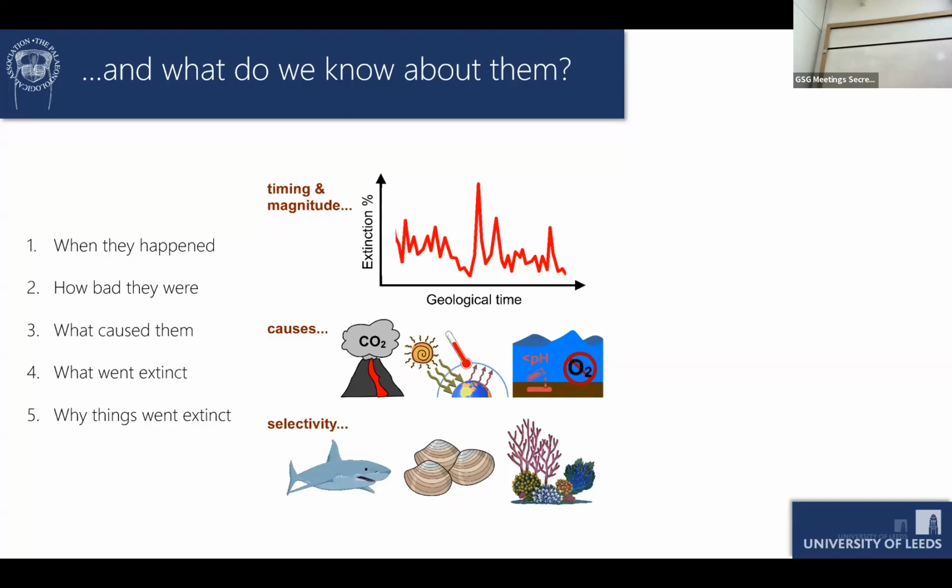With a little bit of ecological investigation, we can also start to piece together why these things went extinct. So we can look at the organisms that go extinct, we can look at their ecology, their ecological traits, how they lived, and then we can start to say something about which modes of life, which ecological niches were selected against. So we know quite a lot.